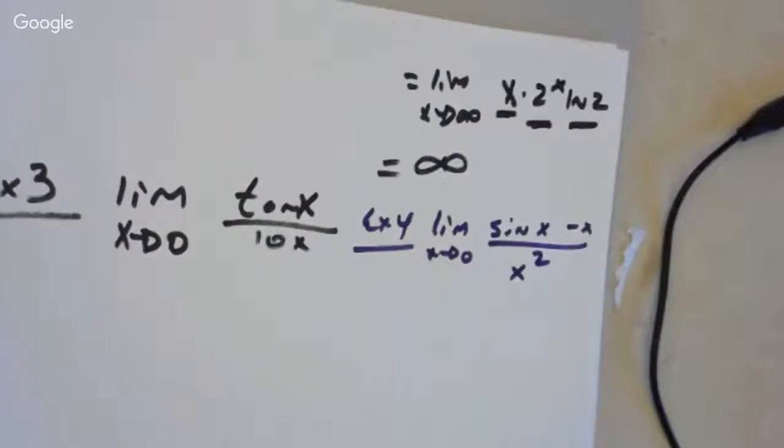Ready, set, go. Wait, that says sine x minus x over x squared. That's another fun one, because you think you're done, but you're not quite yet, because the derivative of x is 1.